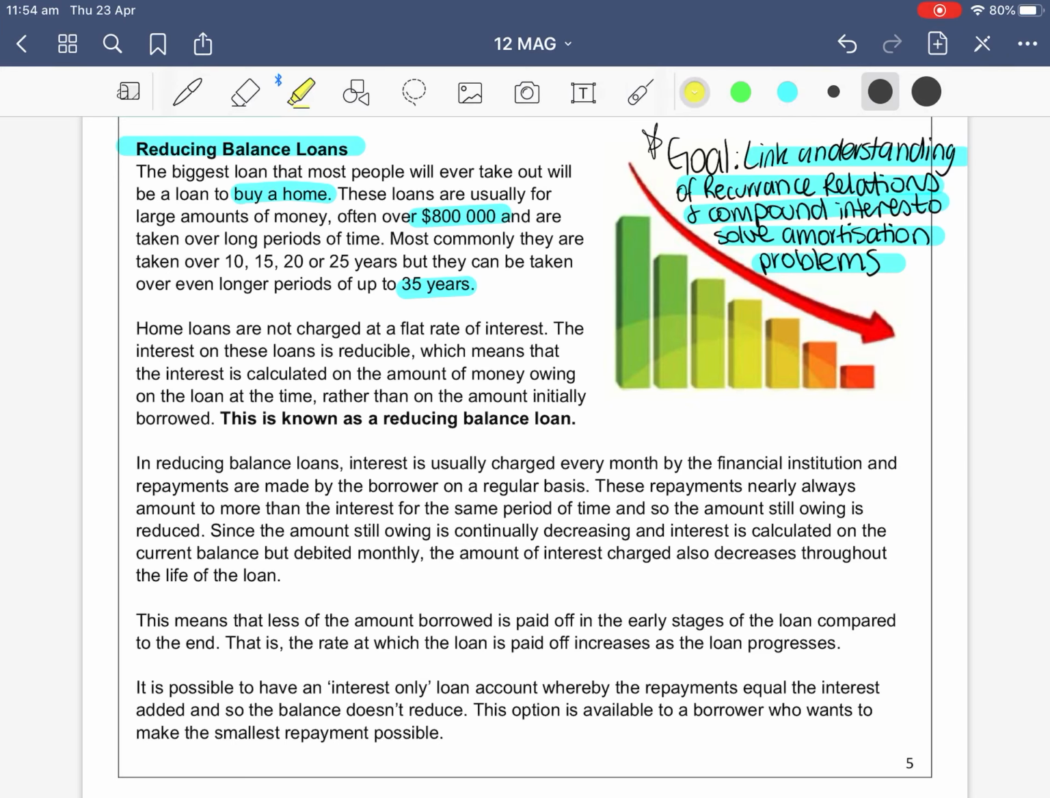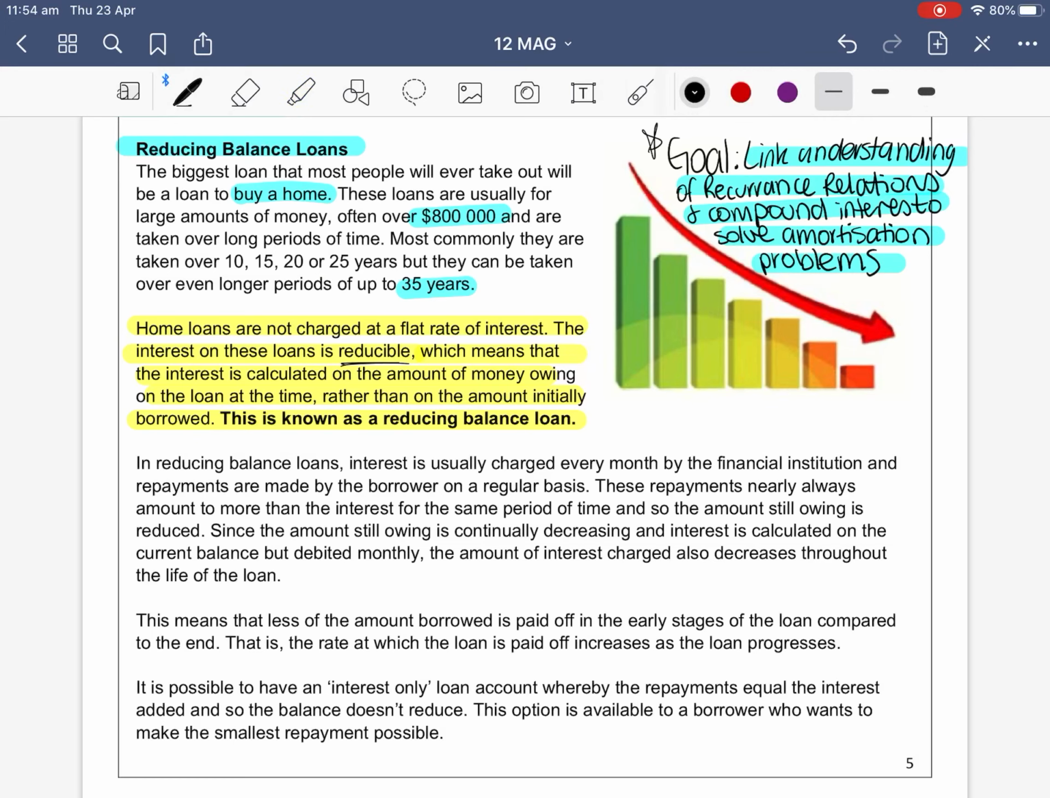But here's what's interesting, and here's what I want us to write down. Home loans are not charged at a flat rate of interest. The interest on these loans is what we call reducible, which means that the interest is calculated on the amount owing on the loan at the time rather than on the amount initially borrowed. This is called a reducing balance loan. So I want you to write that down, what's in yellow there.